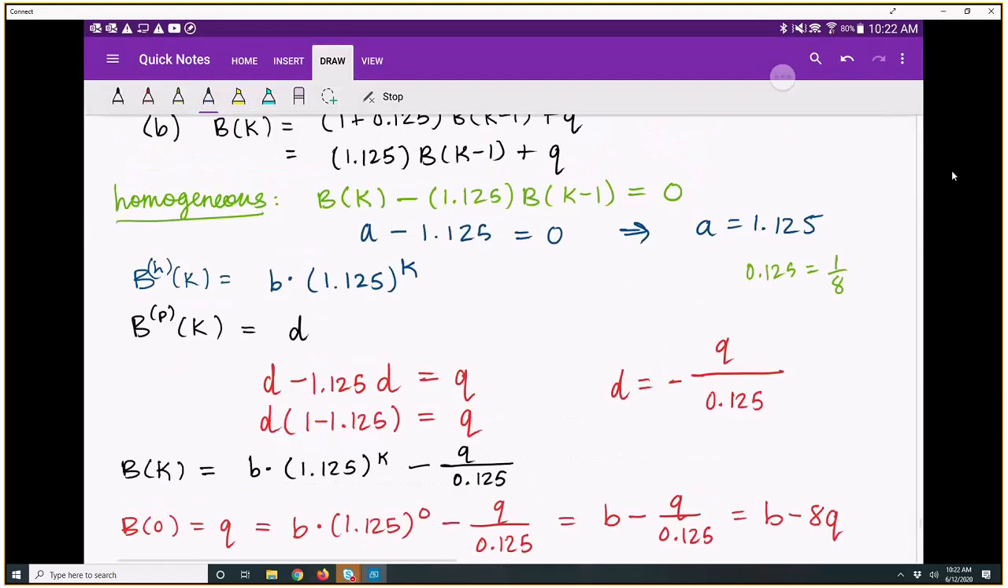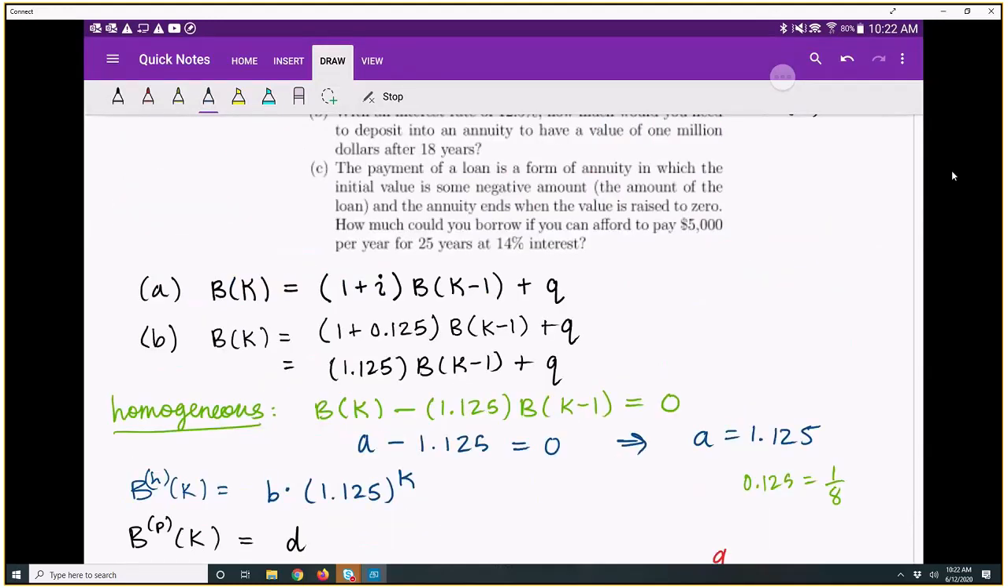There was one more part of this problem. The payment on a loan is a form of an annuity with the initial value some negative amount, the amount of the loan. And the annuity ends when the value is raised to 0. How much could you borrow if you could afford to pay $5,000 per year for 25 years at 14% interest?